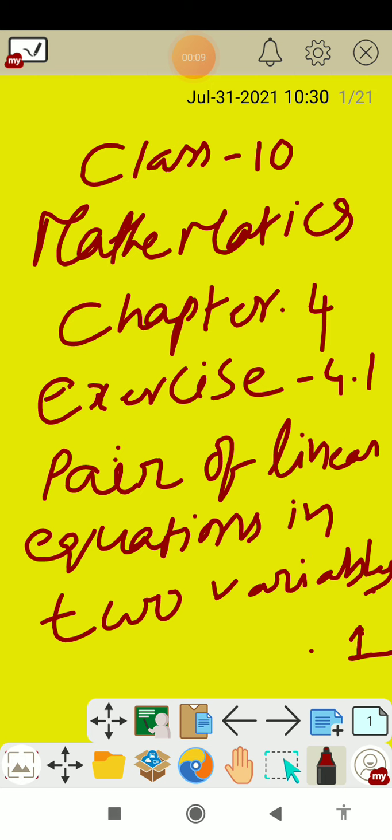Today we are starting chapter 4, class 10th mathematics, exercise 4.1, pair of linear equations in two variables. This is the exercise chapter name. Okay students, let's start.